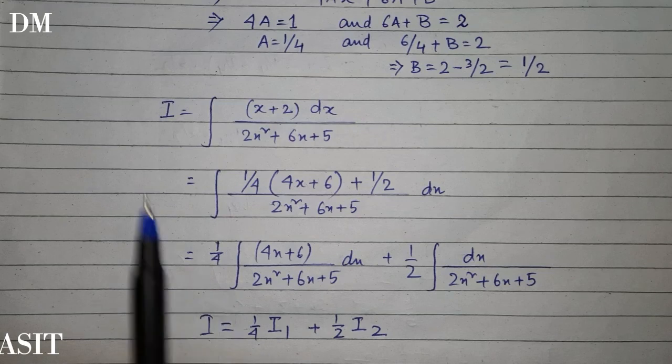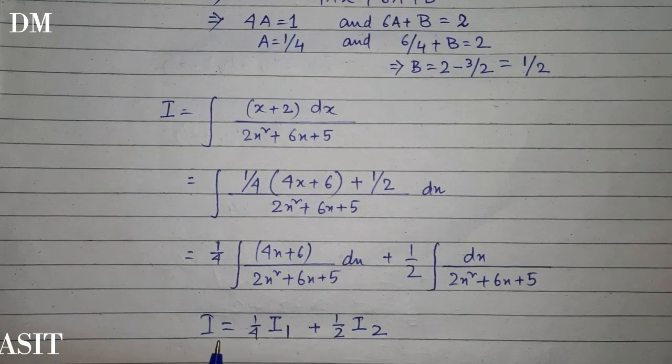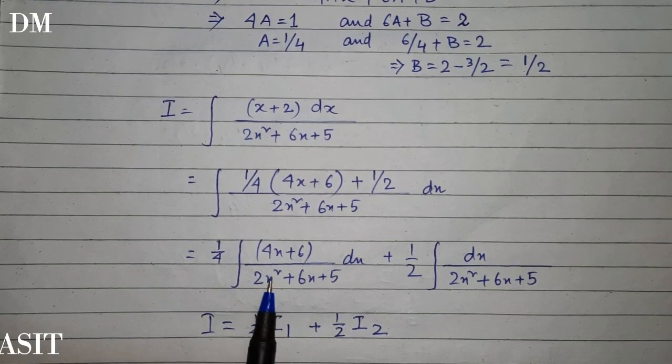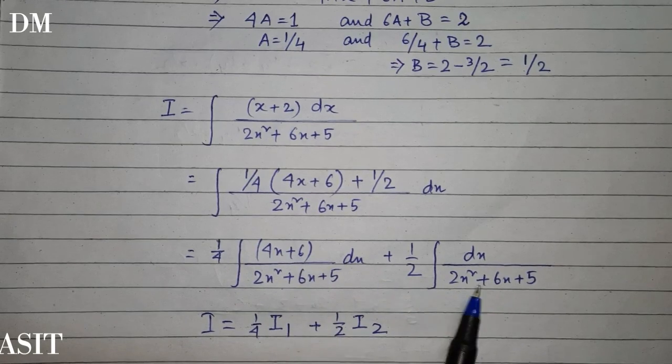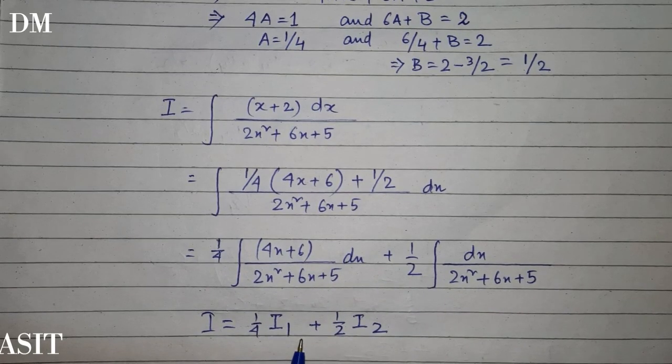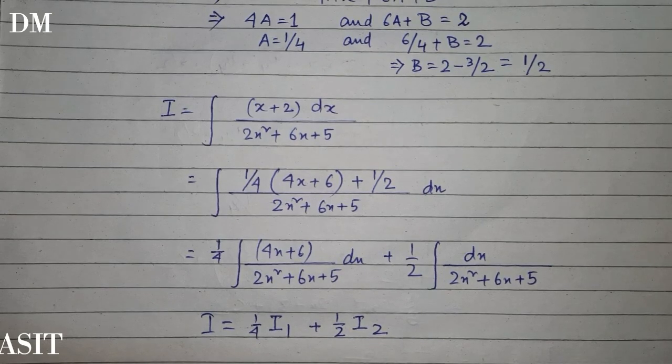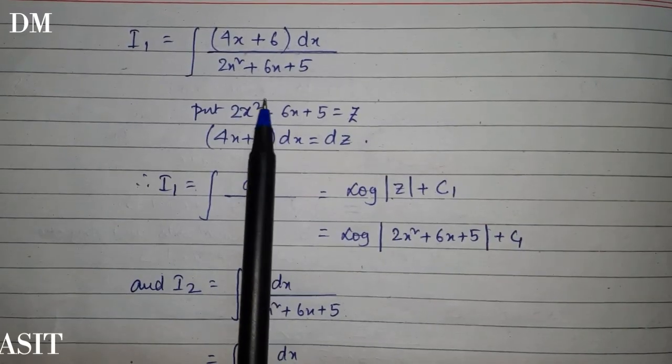So that means the integration I is actually of the form of two separate integrals, that is 1 by 4 I1 and 1 by 2 I2. Let us solve these integrations separately. So this is I1.